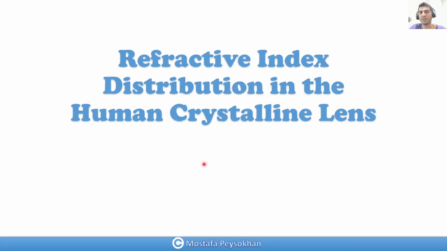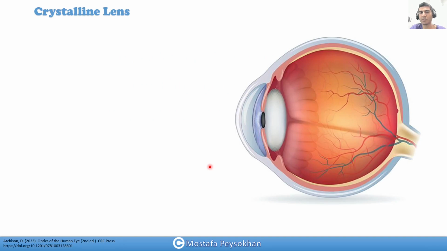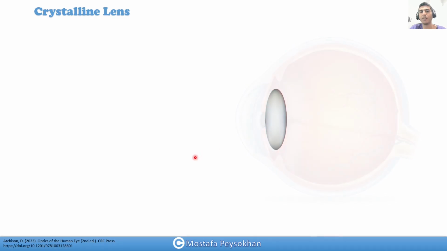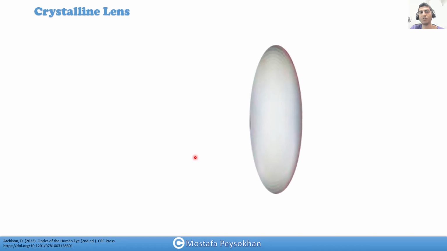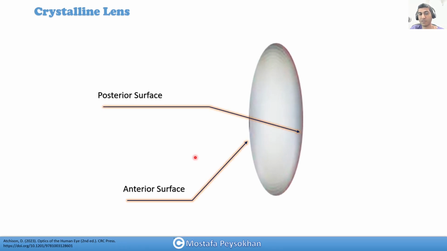Refractive index distribution in the human crystalline lens. One of the most important parts of our eye is the crystalline lens, which is here after our pupil. That part of our eye, we cannot consider as an optical element with constant refractive index. So there are a lot of models to predict the refractive index of this part of our eye.